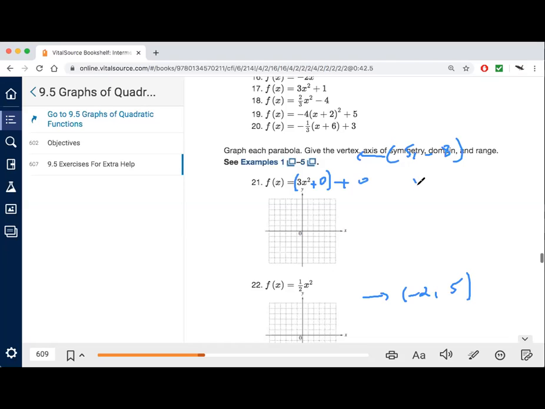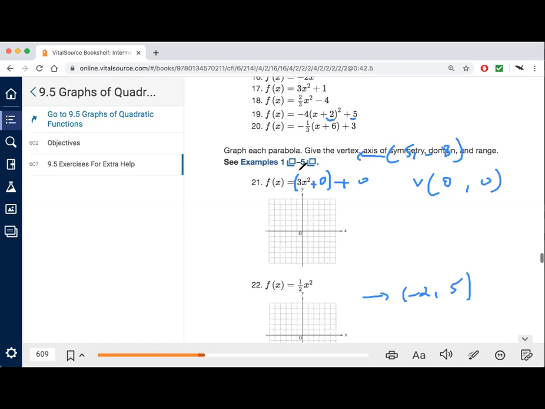So what is the vertex here? 3, -3? No, there's no -3, just 3x to the second. So basically, we don't have that number. We don't have something like this. If you don't have those, that means those are 0, 0. So that's your vertex, 0, 0. Okay, because you don't see them.